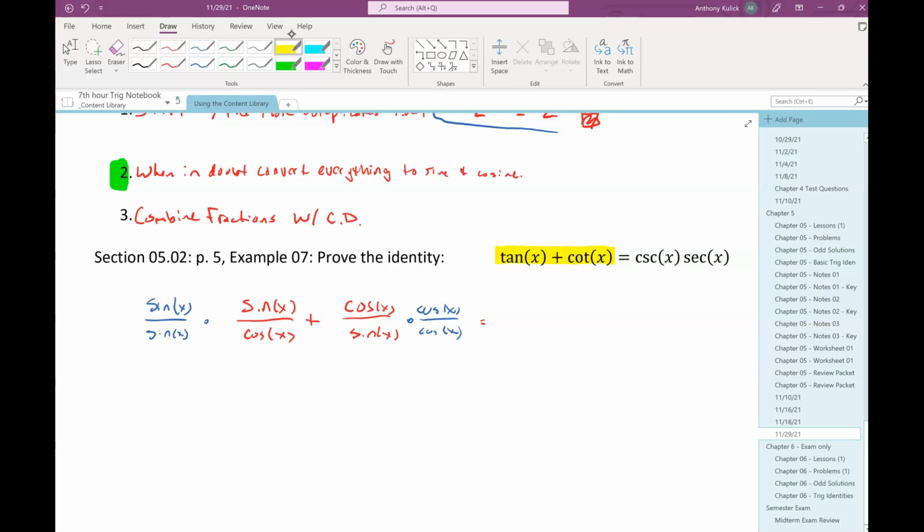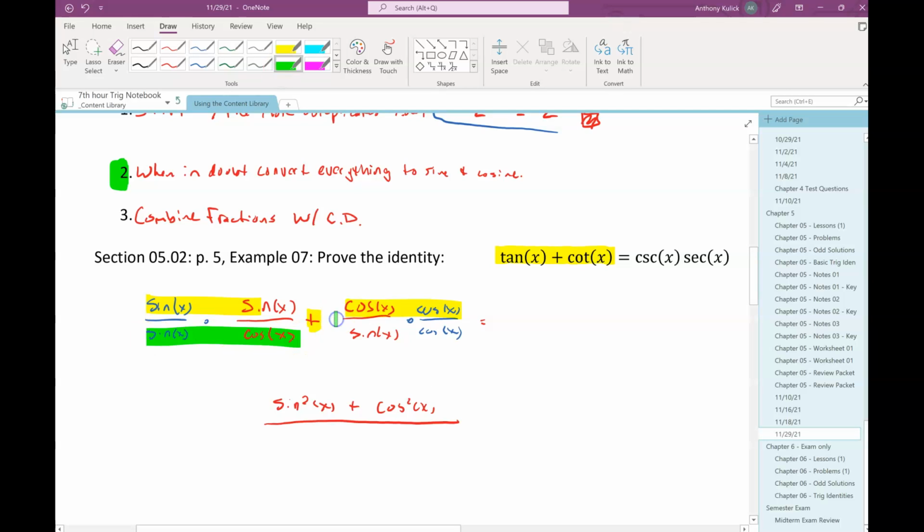Just straight across, right? So we just do sine times sine, which is sine squared. And we do cosine times cosine. So that's cosine squared. And we still have the plus sign. It's going to be in the middle. So that's my new numerator. Everybody cool with that? The denominator is just going to be sine times cosine.